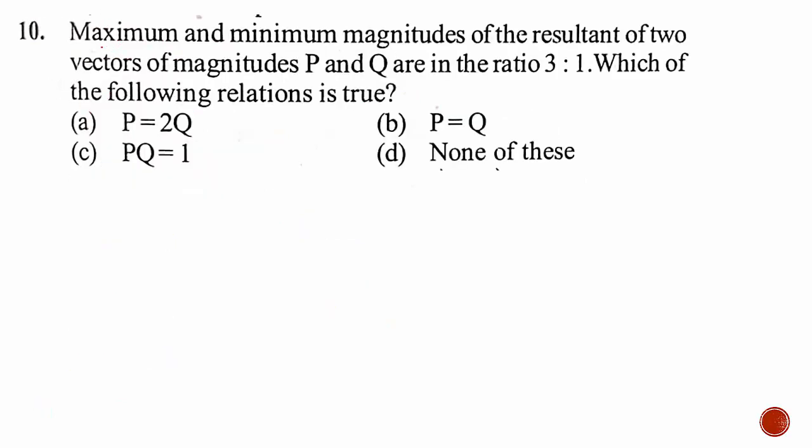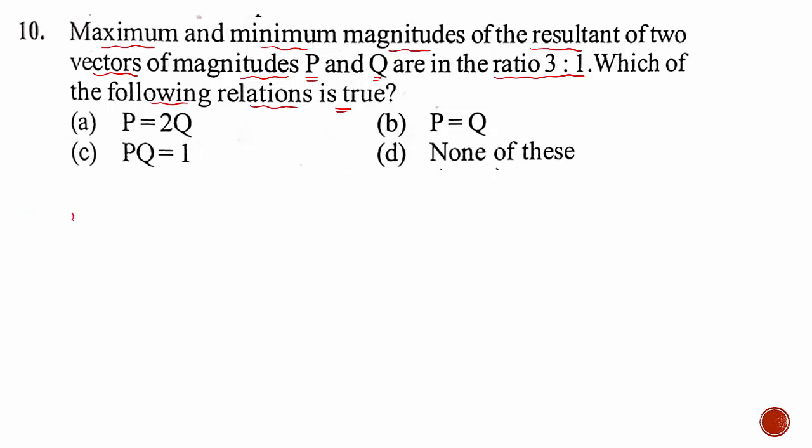10th question: maximum and minimum magnitudes of the resultant of two vectors of magnitudes P and Q are in the ratio 3:1. Which of the following relations are true? So we have to find which of the following relations is true.